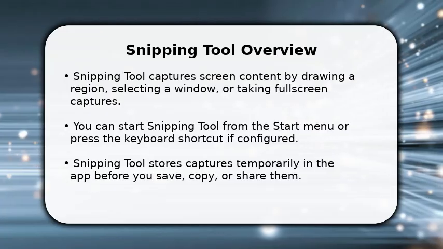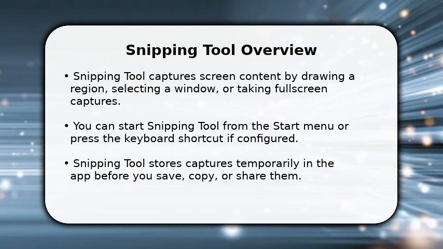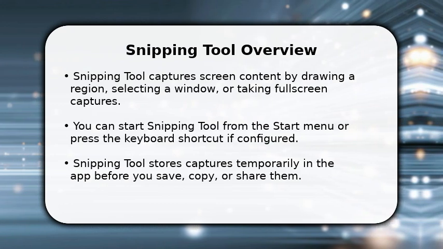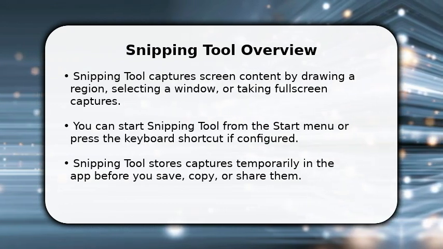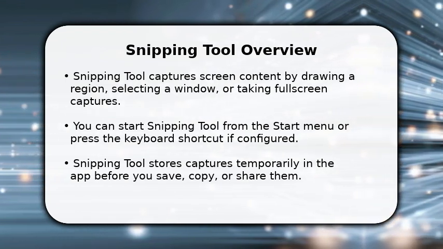Enjoy the video. The Snipping Tool captures visible screen content using 3 simple modes. You draw a region to capture a custom area. You select a specific window to capture only that app. You choose full screen to capture every visible pixel on multiple monitors.